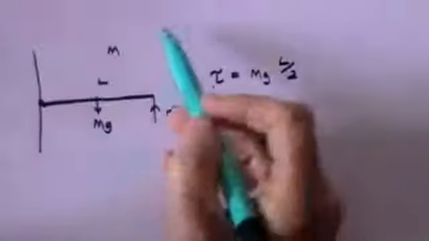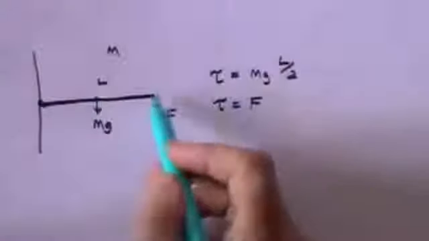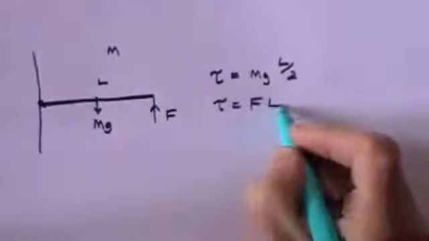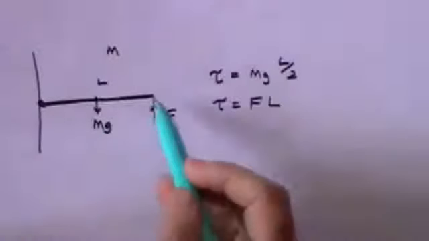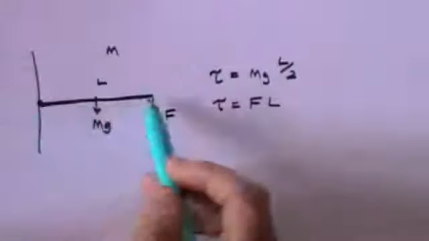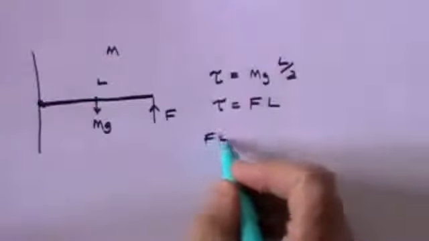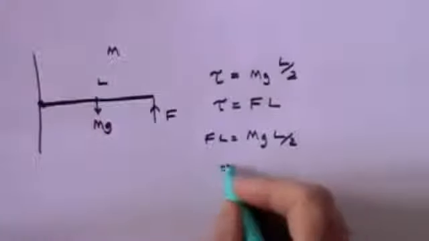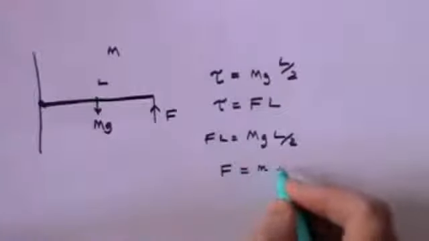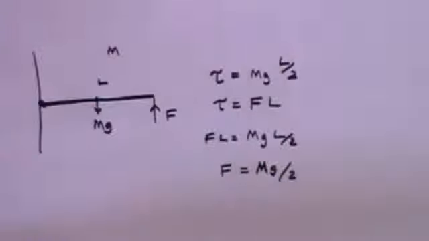What about the torque acting in that direction? That's the force I am using to push the rod up. That torque is going to be the force that I use times the distance from the pivot, which is L, the length of the rod. If the rod is not going to move, then the two torques must balance, which means that FL must equal mg times L/2, and if you reduce that, you get that F is equal to Mg/2.